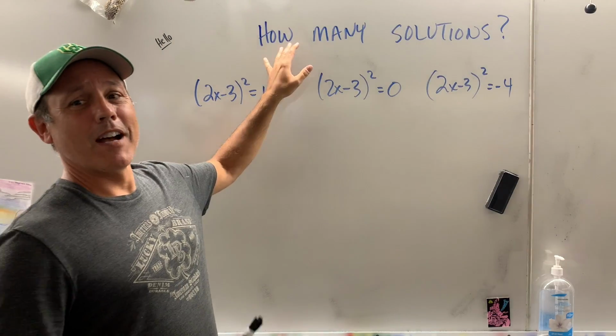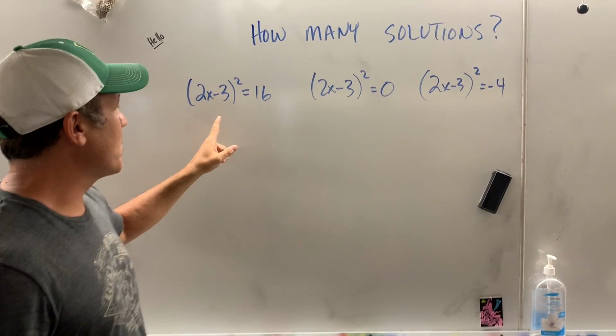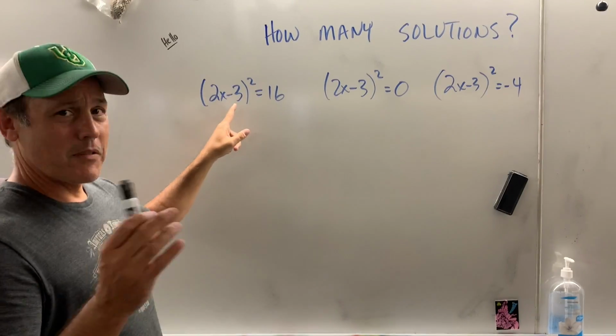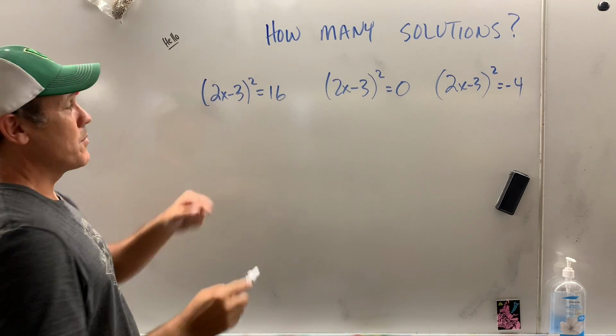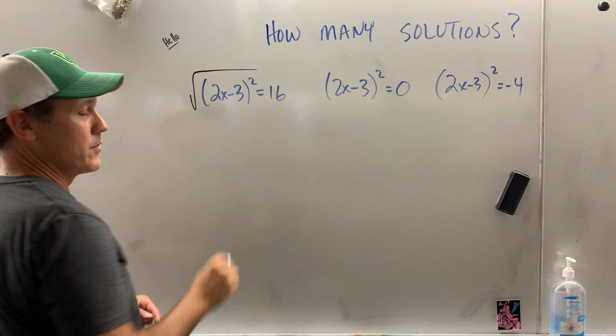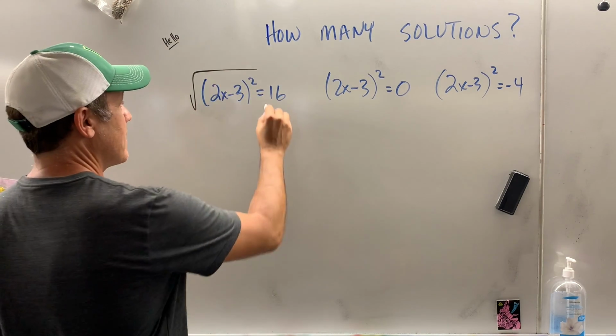I want to teach you how to figure out how many solutions are possible, okay? If we use the square root method, I don't know if you ever learned that, we can get rid of the squared. How do you get rid of a squared? You take the square root, okay? If you take the square root of the left side of the equal sign, you have to take the square root of the right side.